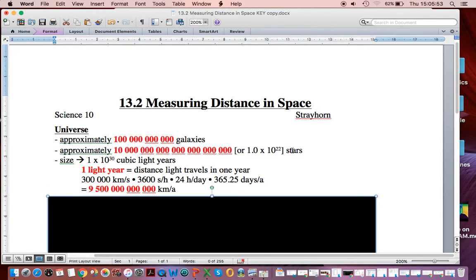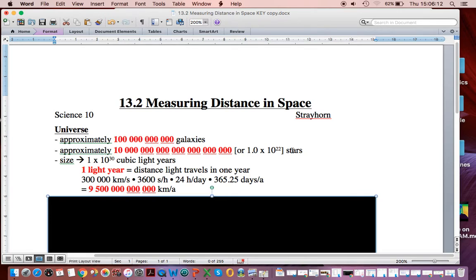Well, in order to deal with such big numbers of stars and galaxies and the vast size of the universe, we need bigger units. When we measure distance here on Earth, we often go in centimeters, meters, kilometers. Well, here we need a different scale. So we have something called 1 light year. We like to measure things in light years.